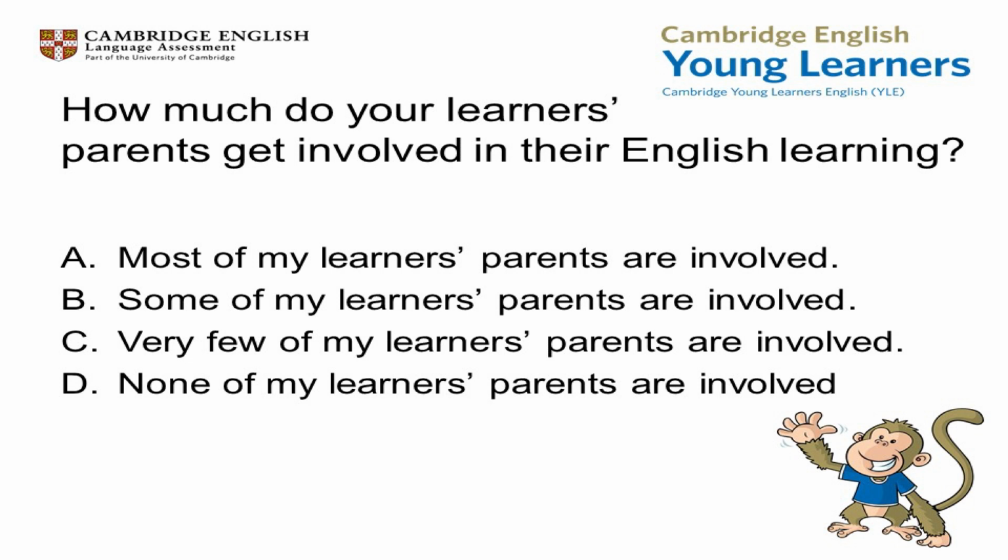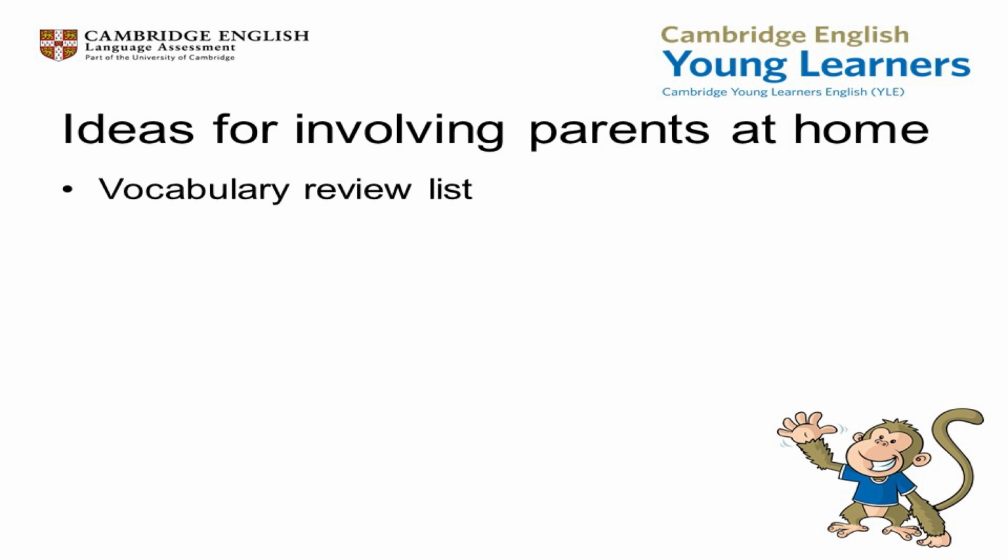Here are some ideas for getting parents more involved. You could do something as simple as giving a 10-word vocabulary list to learners. Please ask their parents to test them on the words, both orally and in writing. If parents are unlikely to know the words, then translation could be used. So it's like a bilingual test. For example, the parent says the word in their own language and the child must say the English word.